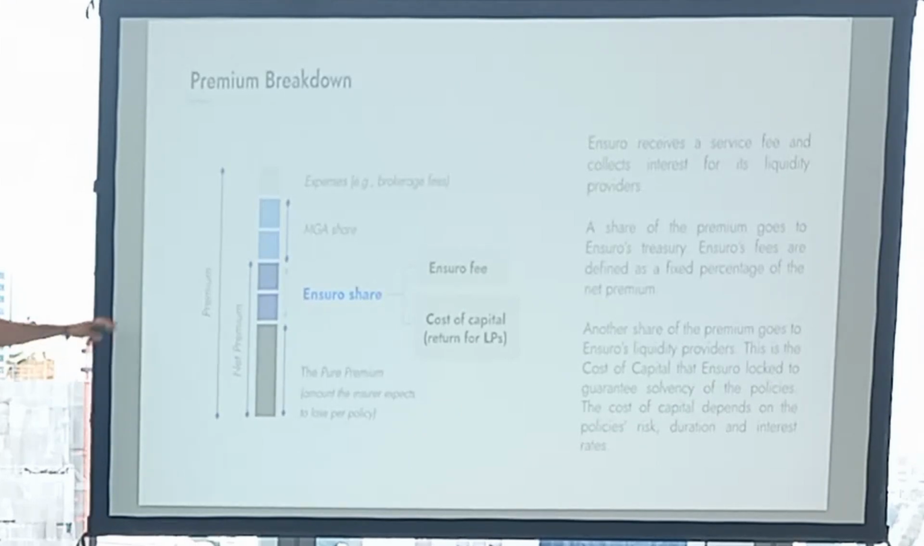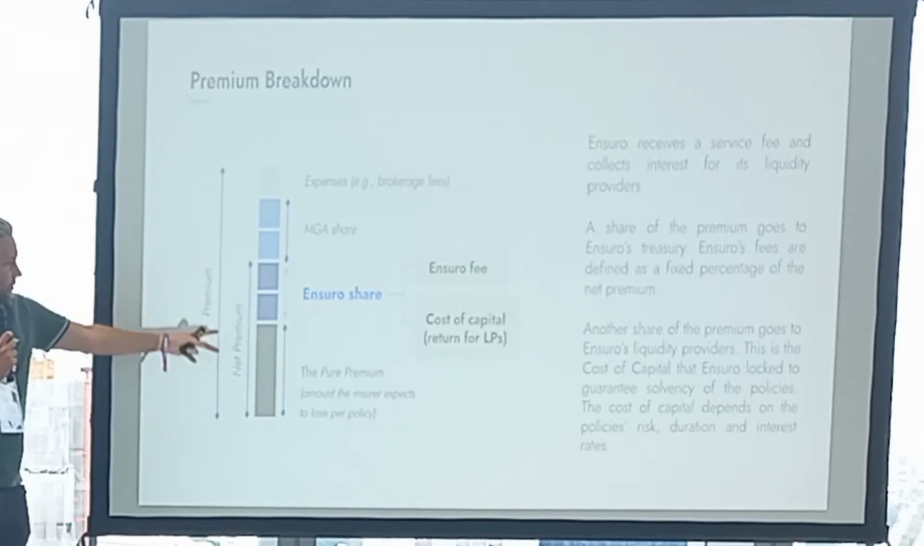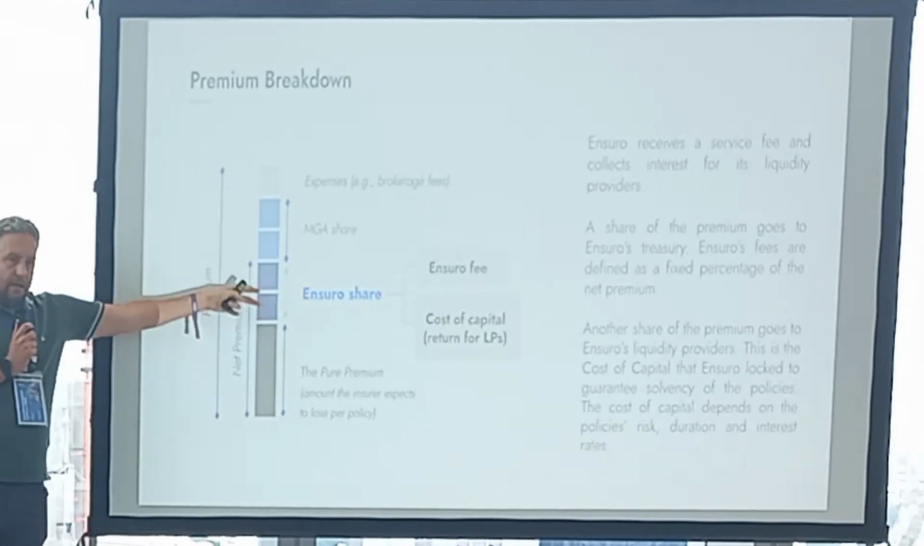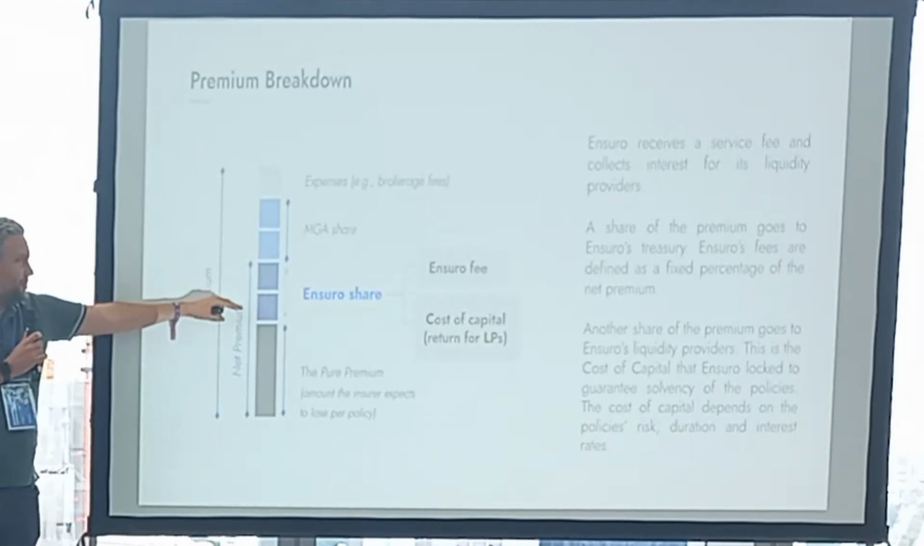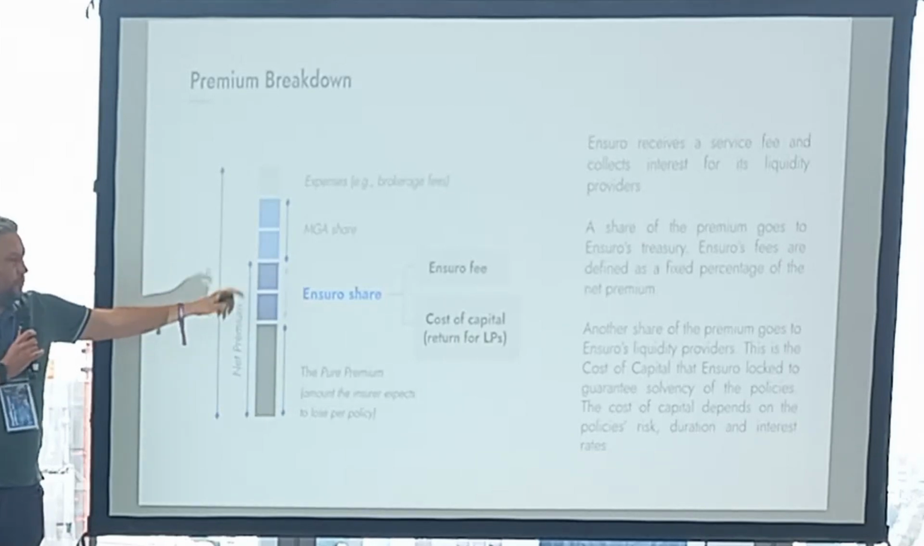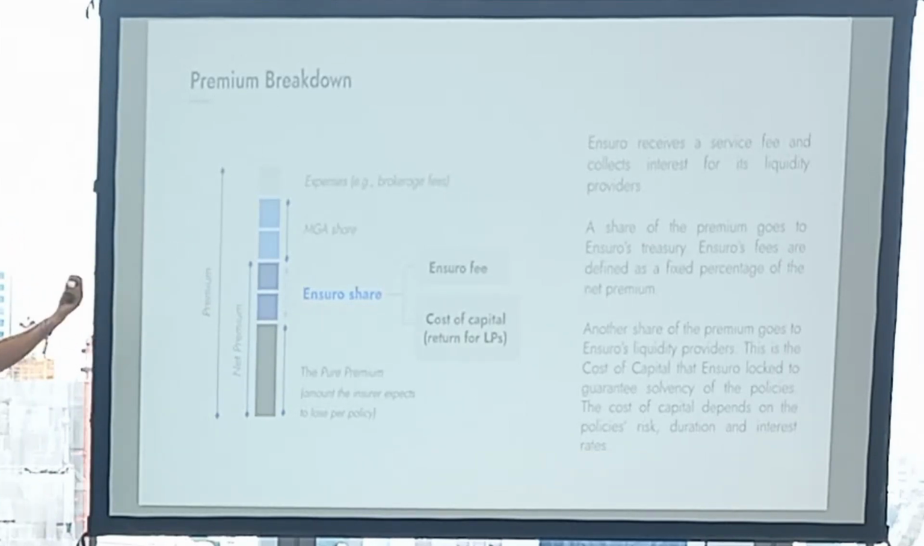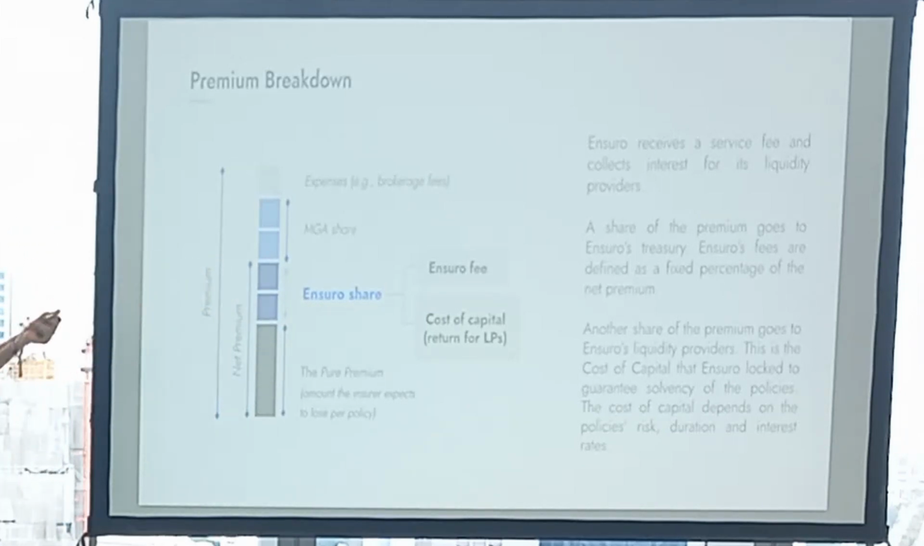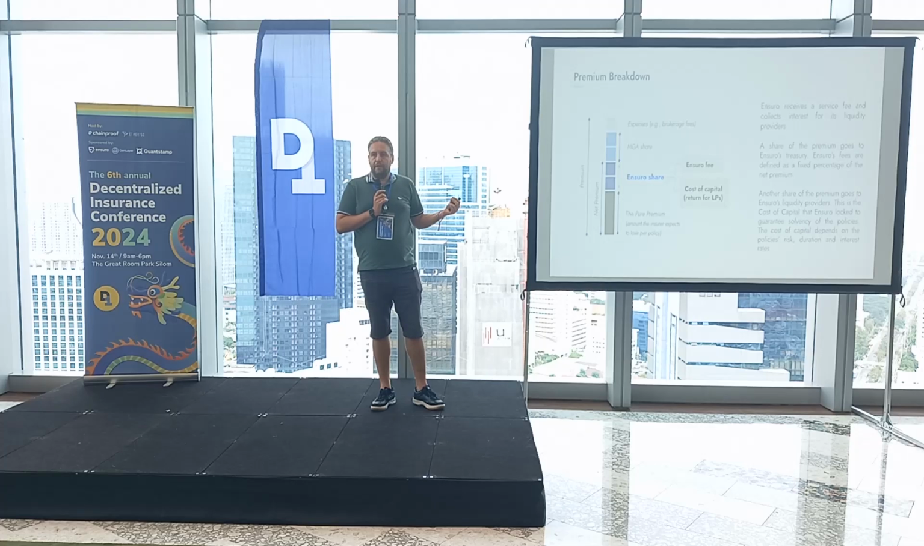And in this net premium, we have also two tranches. One is the pure premium, which, as we said, is the part that is expected to cover the losses. And then, well, this is the Ensuro share, but actually it's split between two, right? One is the Ensuro fee, that is the part that pays our salaries, the development of the protocol and everything. And the other is the cost of capital, the return that the LPs receive for providing the capital.